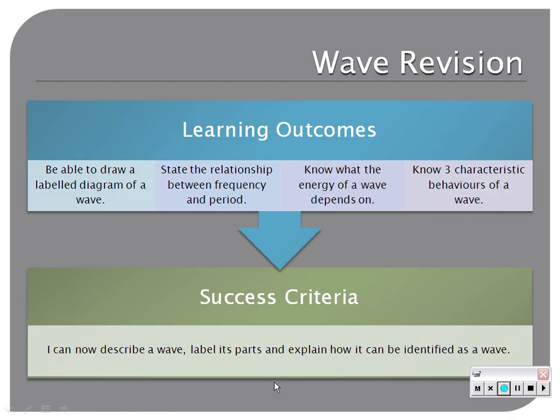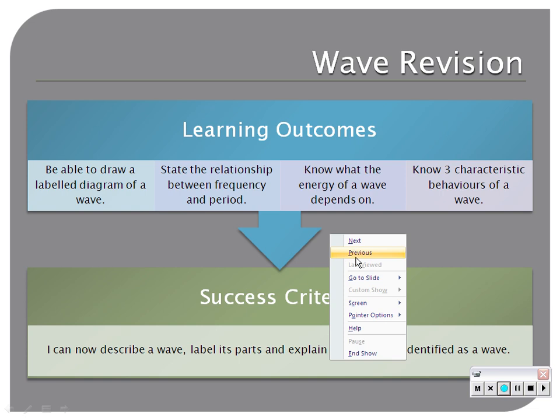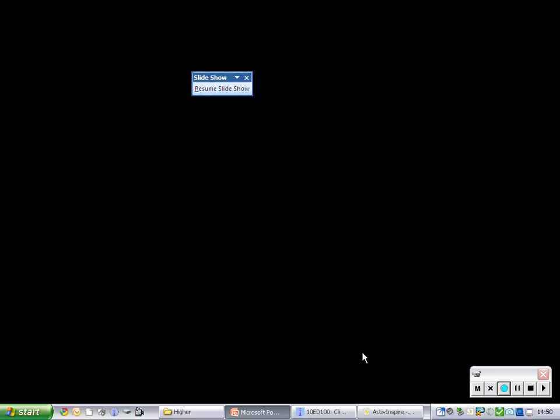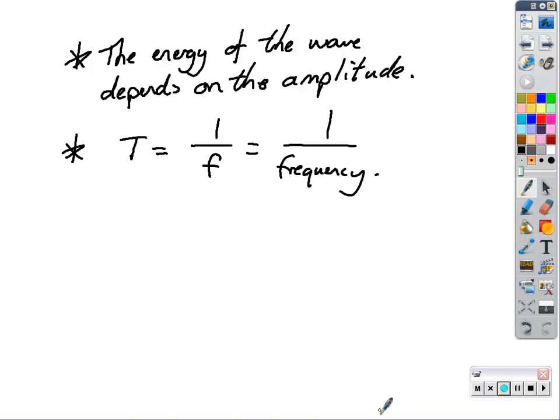So, be able to draw the labeled diagram of a wave. That's just what we've done. State the relationship between frequency and period. We've done that. Know what the energy of a wave depends on. Well, the amplitude. This last bit here: know the three characteristic behaviours of a wave. So, Ross, can you give me one characteristic? What one thing a wave must have and must be able to do? Ross.